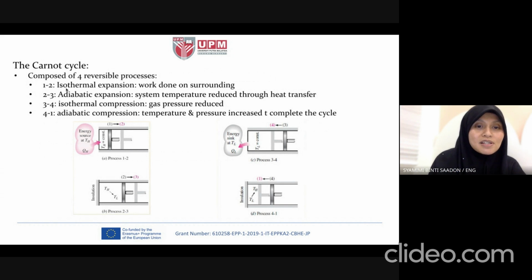The first one is isothermal expansion, work done on the surroundings. So instead of normal expansion in the turbine, we have isothermal expansion. And then we have adiabatic expansion, where the system temperature is reduced, and heat rejection Q out follows. And then we have isothermal compression, instead of the normal compression in the pump or compressor. And then we have adiabatic compression, where temperature and pressure increase to complete the cycle, okay?